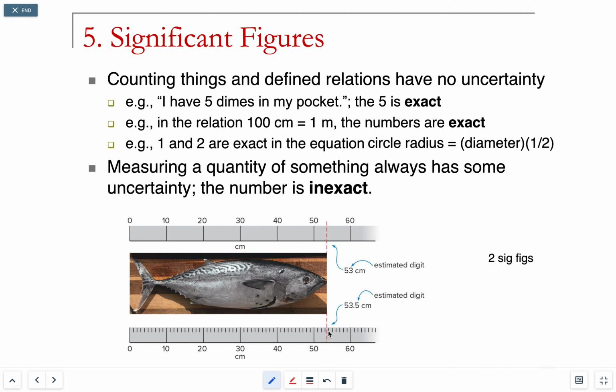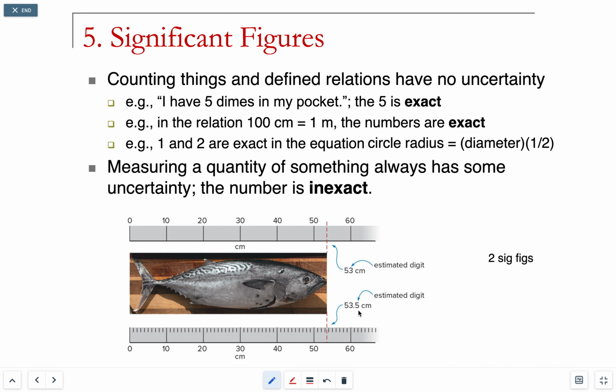And so we now need to guess where in between 53 and 54 it is. And if we look at the line, maybe the best guess, it could be 53.4, maybe 53.5 centimeters. We're guessing here that it's 53.5. So essentially, it depends on the measuring device that you're using to provide the information content for the measurement.